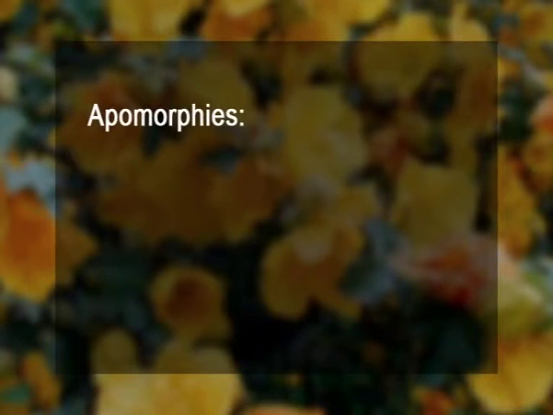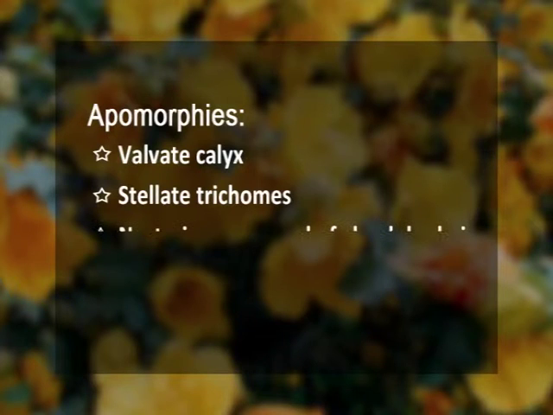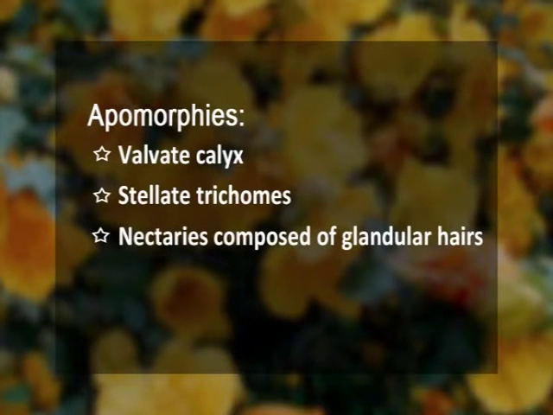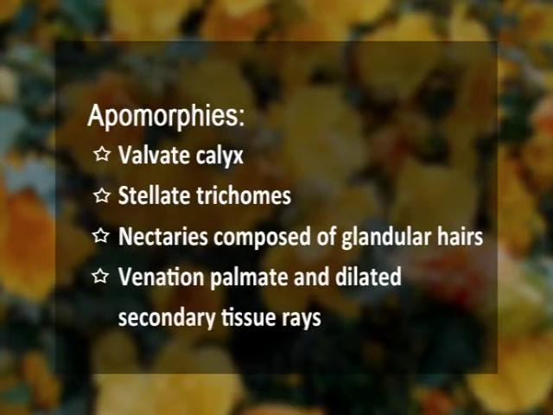The family as a whole, that means the Malvaceae sensu lato, may be united by these common features called apomorphies. These common features can be, number 1, valvate calyx, satellite trichomes, and the nectaries composed of glandular hairs. And also the venation is here characteristically palmate. And also one more character which is an apomorphy within this Malvaceae is that the secondary tissue rays are dilated in shape.